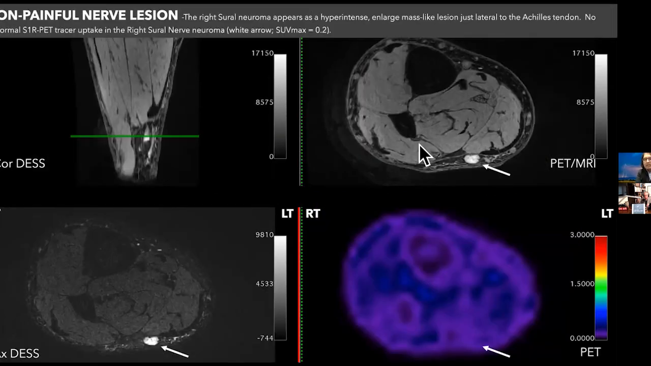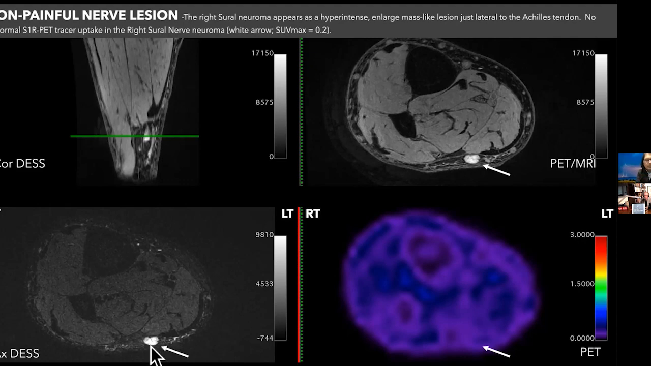And then we asked, okay, what if someone does have a nerve lesion that's non-painful, which can occasionally be found? This gentleman is a different patient who had a sural nerve biopsy in the distal leg, just proximal to the ankle. And we see here on the MRI that they had sustained a neuroma following that biopsy.